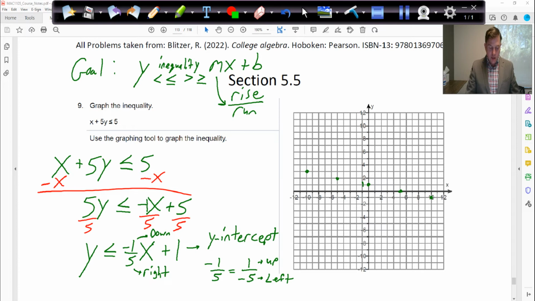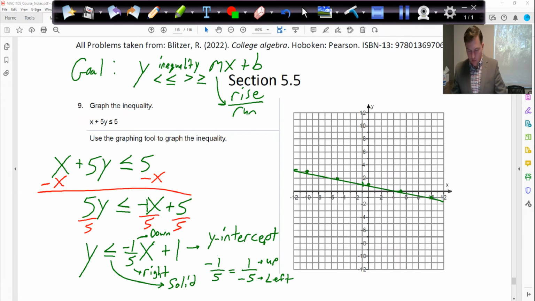Okay, now we have to analyze what the inequality means. So if you have an equal to bar, you're going to make a solid line. And I'll explain a little bit more about why we do that in a future example. So we can just connect all these dots with a solid line. And the less than means that we want our answers to be smaller than this right-hand side. So less than means you're going to shade below the line.